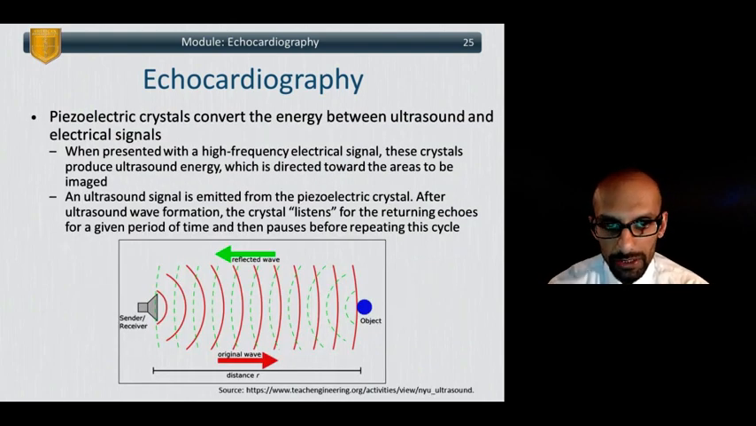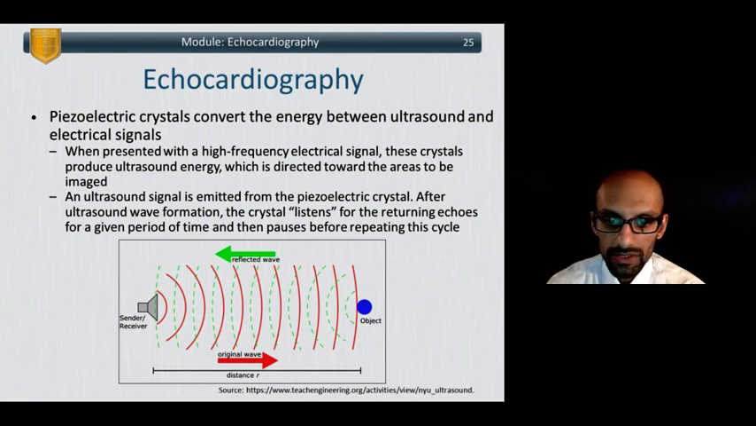So again, piezoelectricity is employed in this technology as well. Piezoelectric crystals convert the energy between ultrasound and electrical signals. When presented with high-frequency electrical signals, these crystals produce ultrasound energy, which is directed towards the areas to be imaged. An ultrasound signal is emitted from the piezoelectric crystal. After the ultrasound wave formation, the crystal listens for the returning echoes for a given period of time and then pauses before repeating this cycle.